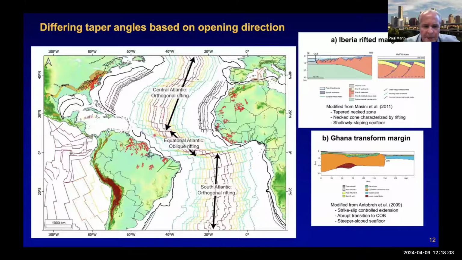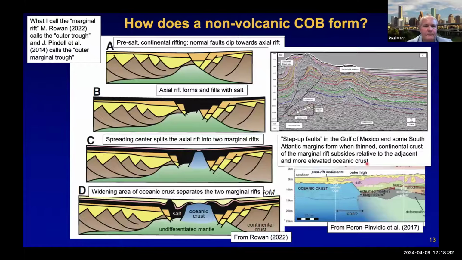But if we come down to the Equatorial Atlantic, it's different. It's oblique opening. So here, where we have orthogonal opening, we get this very thinned out margin, like in Iberia and other places. But if we come down to a place like Ghana, here you see a very truncated margin, ocean crust, very truncated, and then we have some transtensional features forming back behind there. So that's a really basic difference in rifted margins.